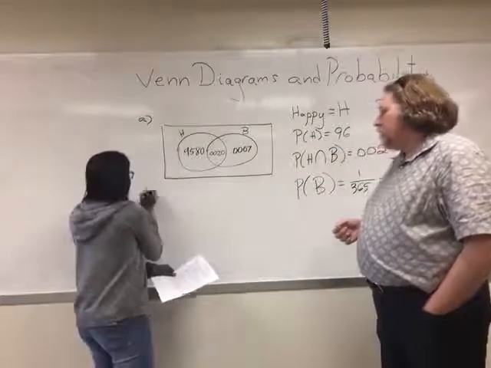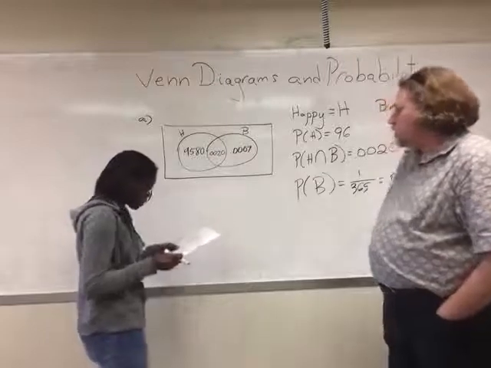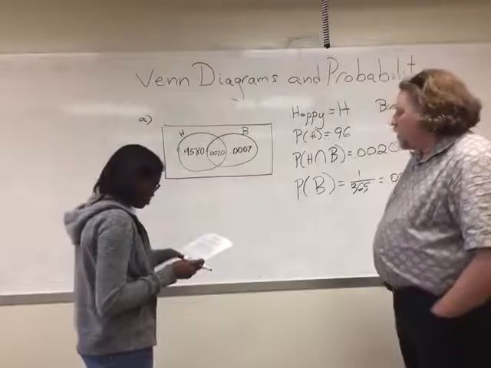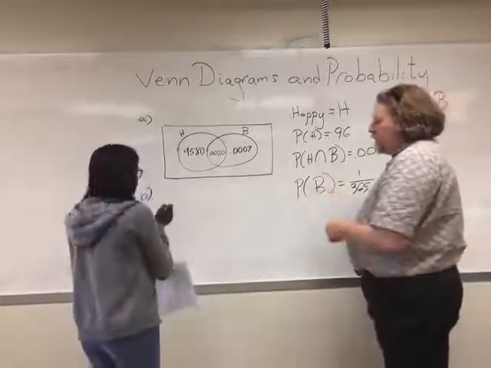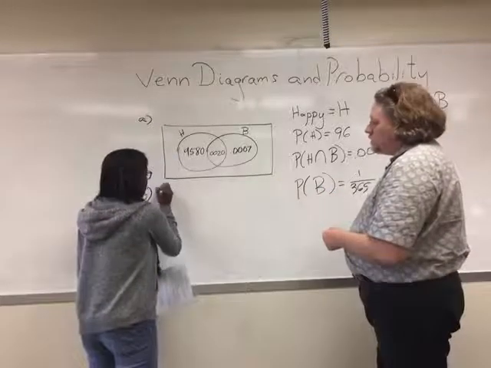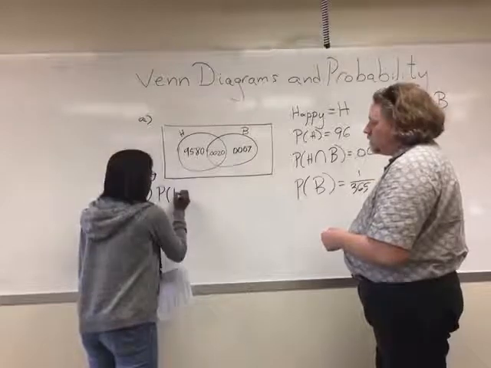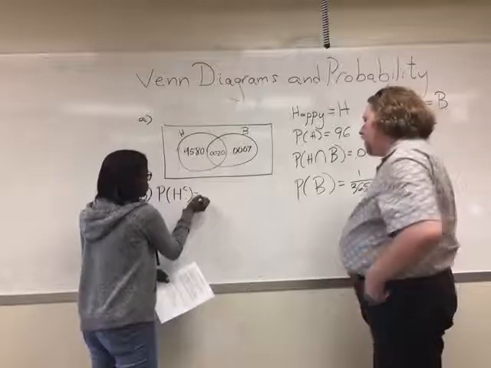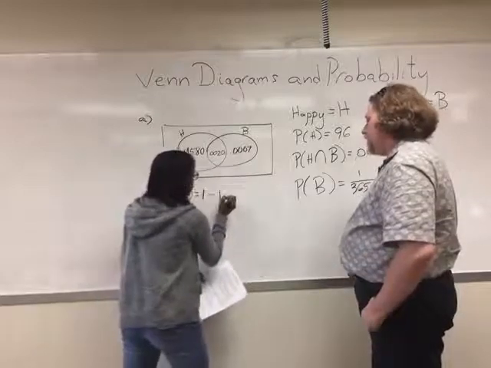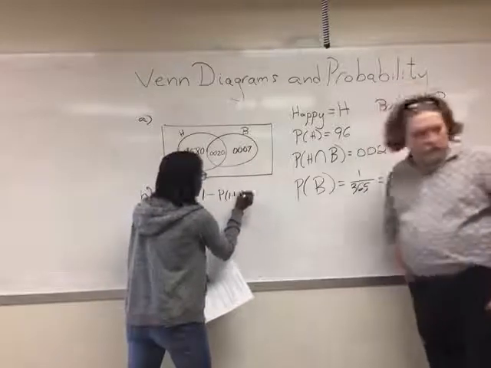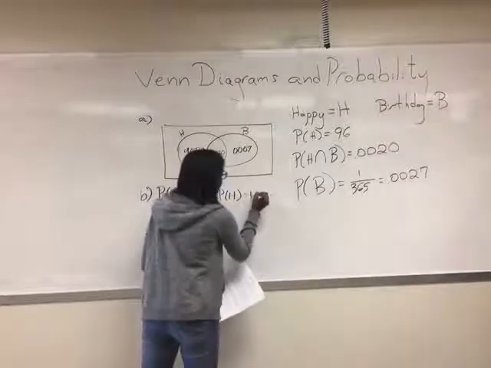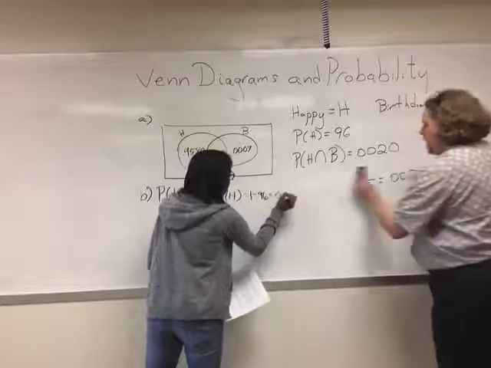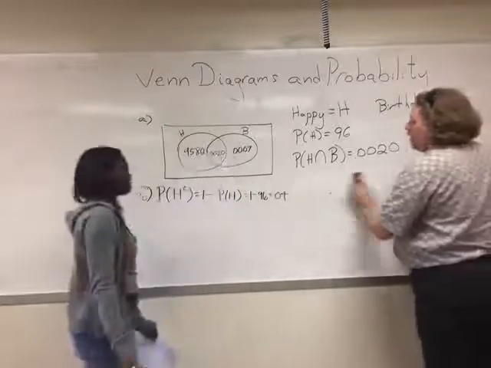B. Okay. What is the probability it is not a happy day? That's sad. So probability not happy. If I remember correctly, it's the probability of H complement, which is 1 minus the probability that you are happy. Which is 1 minus 0.96, which equals 0.04. Absolutely.